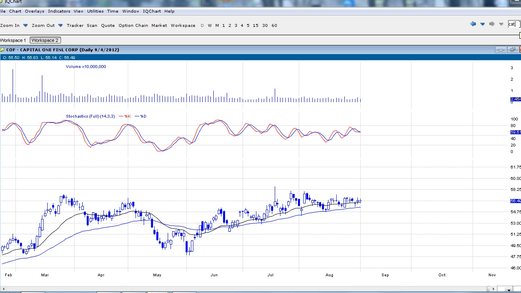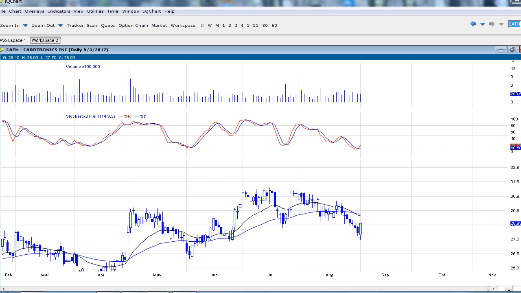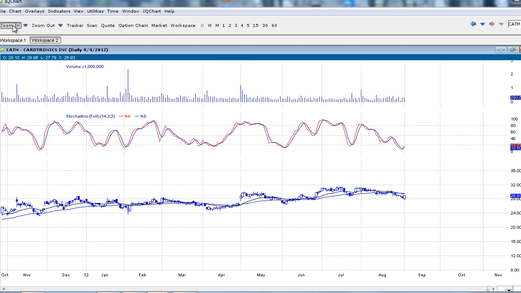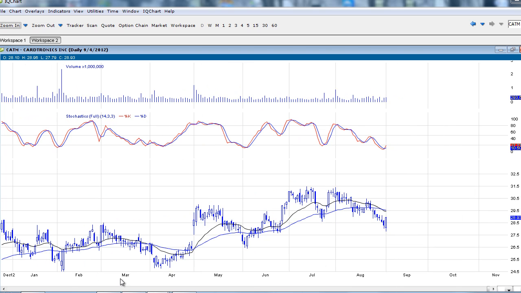And CATM, I was banging the table during the close. Now this stock has pulled back, and I don't have the 200 period moving average on this, but the stock constantly comes down to the 200 period moving average.